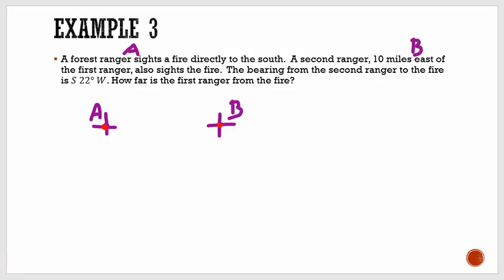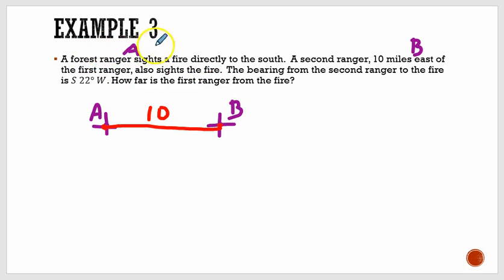And finally, let's get a word problem using the other form of bearing. So we have two different rangers, and I've decided to label them as Ranger A and Ranger B. And to describe the position between these two rangers, they say that the second ranger is 10 miles east, so straight east from the first one. So I have a distance of 10 between these points.